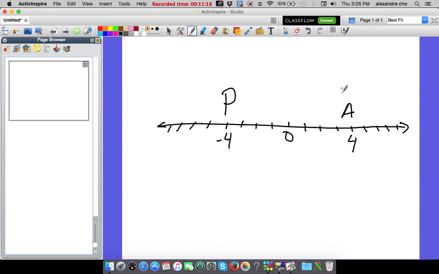Label point B, a number less than P. Well, a number less than P. Okay, so go back to P, which is negative 4. To be less than negative 4, it should be any number on this side. Pick any. Let's just pick this guy. It's negative 6, and we'll call that letter B.